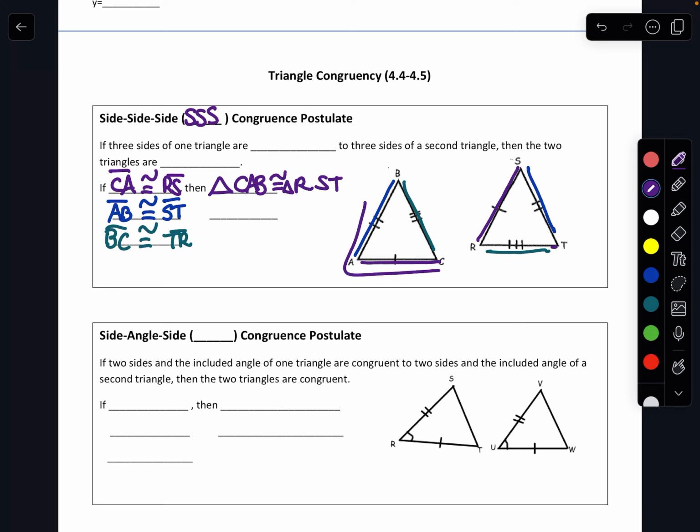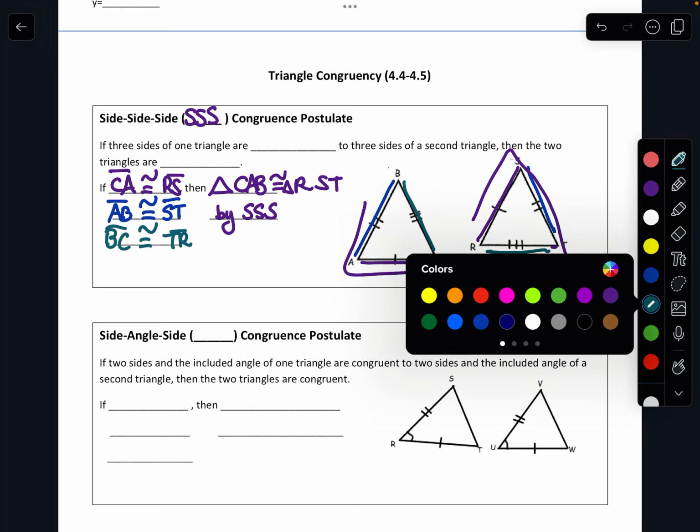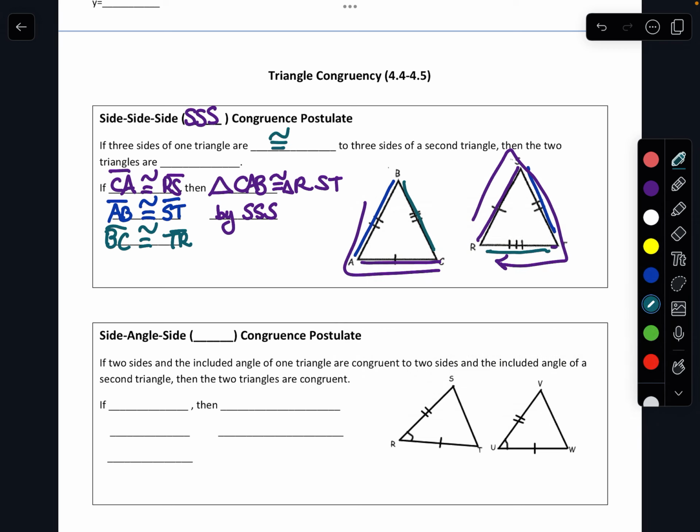We can prove that CAB is congruent to RST by the side, side, side postulate. Because the postulate states that if three sides of one triangle are congruent to three sides of another triangle, then the two triangles are also congruent.